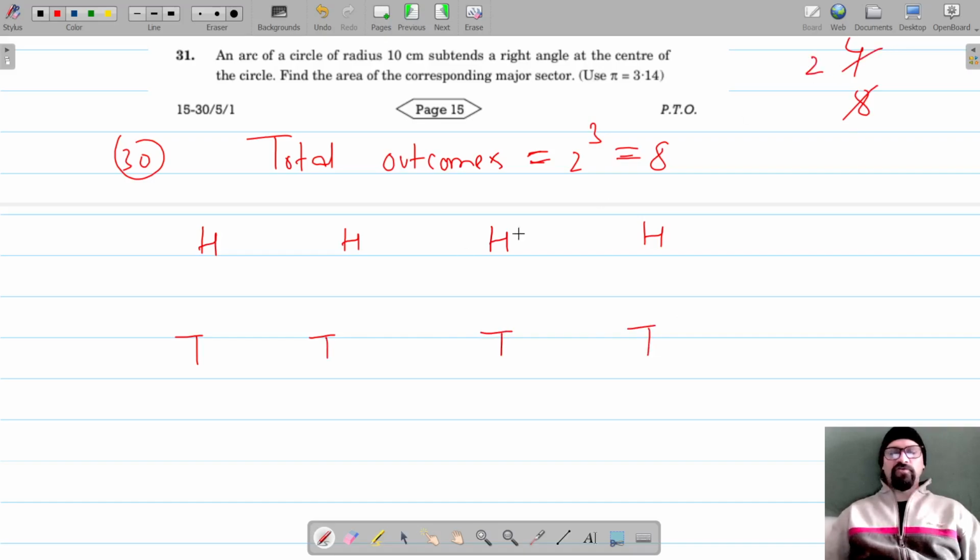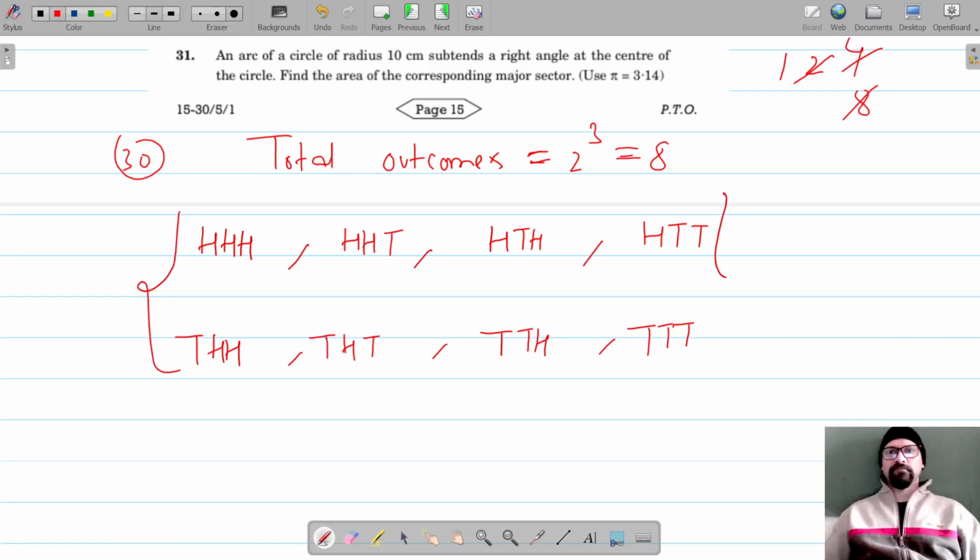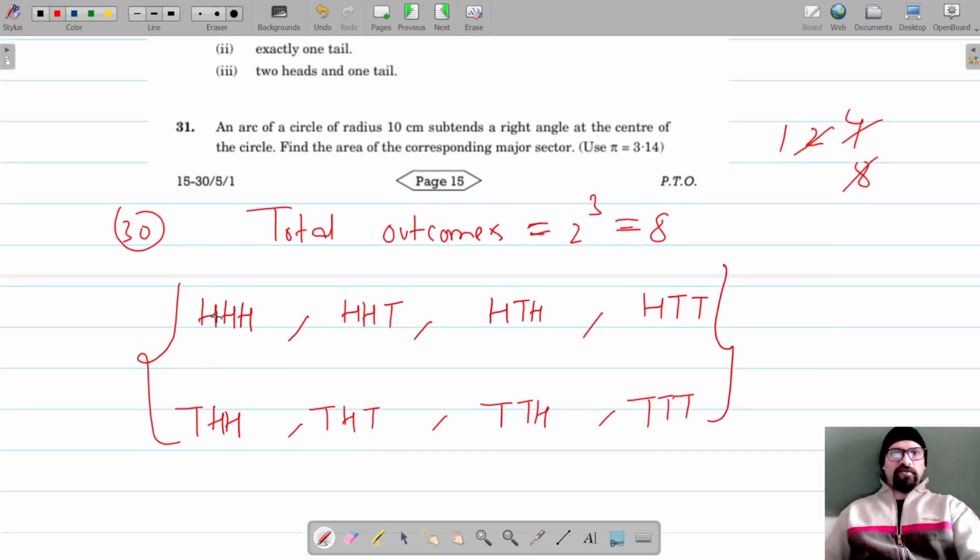Now half of 4 is 2, so this is 2 times head, 2 times tail, and again 2 times head, 2 times tail. Now half of 2 is 1, so this is 1 head, 1 tail, repeated for each pair. Okay, so this is the sample space.